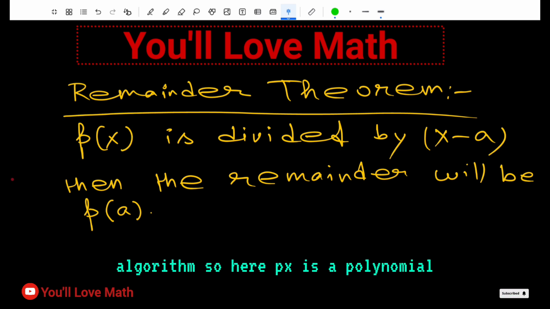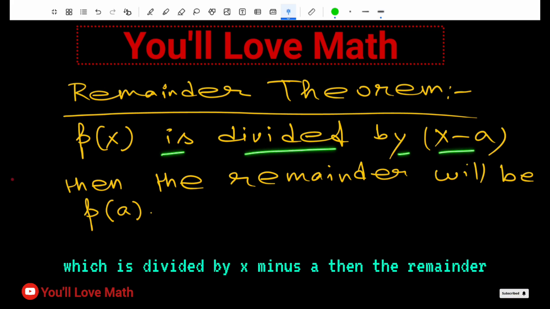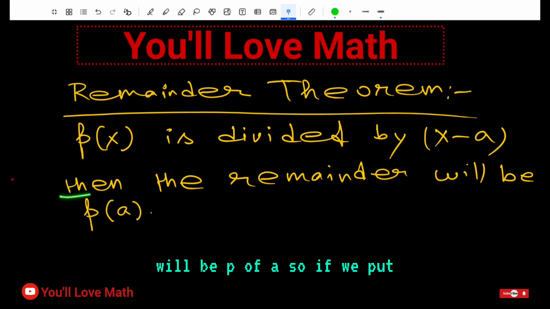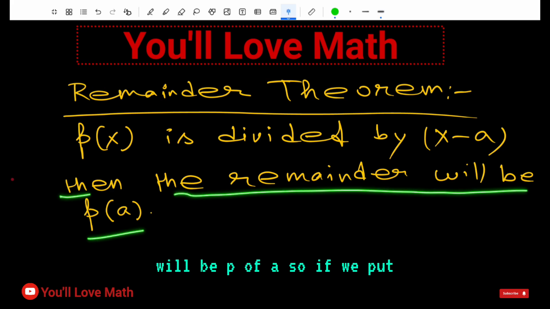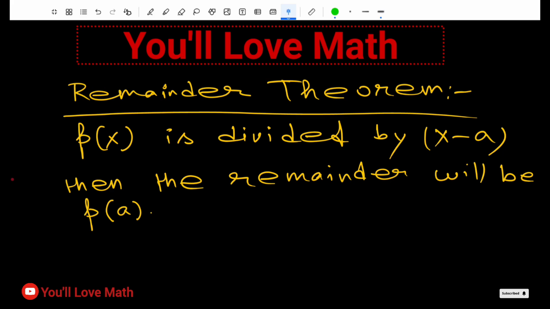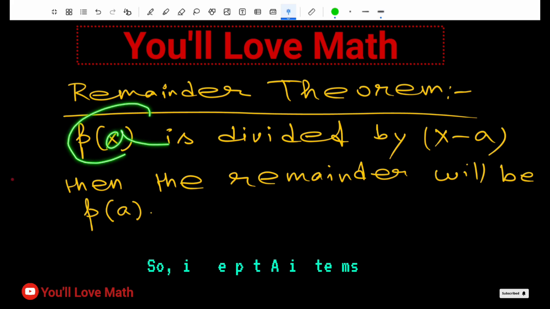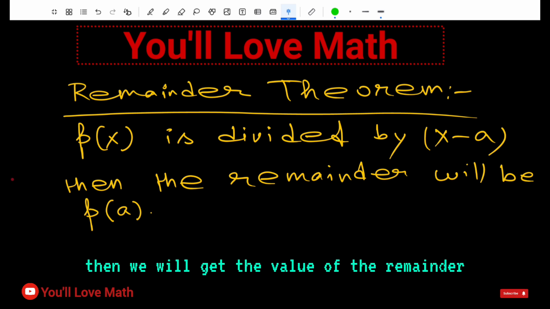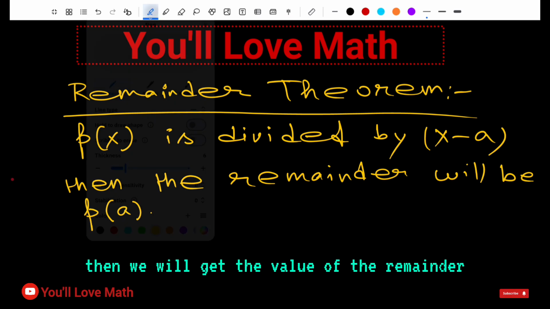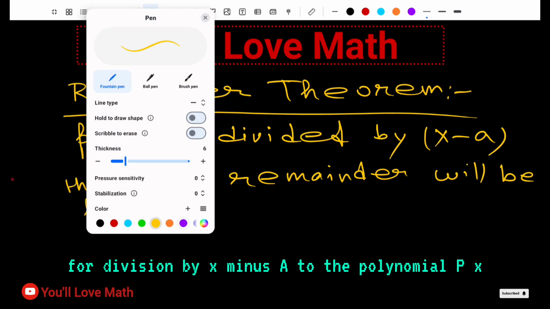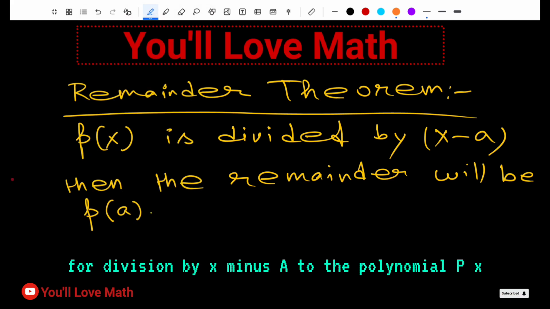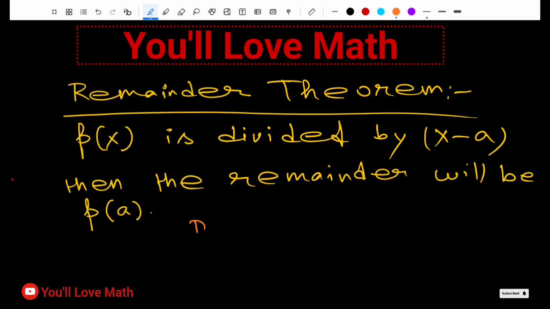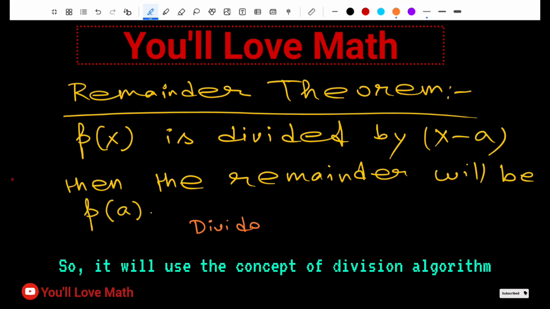So here p(x) is a polynomial which is divided by x minus a. Then the remainder will be p(a). If we put a in place of x, then we will get the value of the remainder for division of the polynomial p(x) by x minus a. Understand very carefully. It uses the concept of the division algorithm.